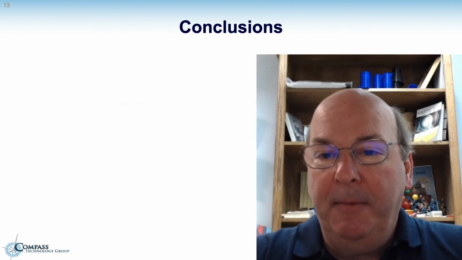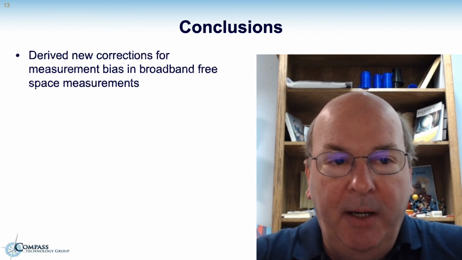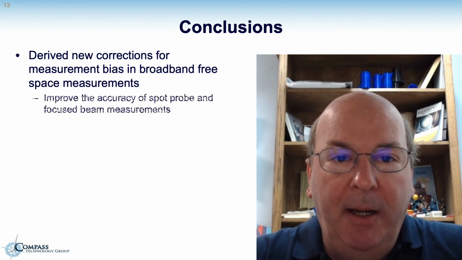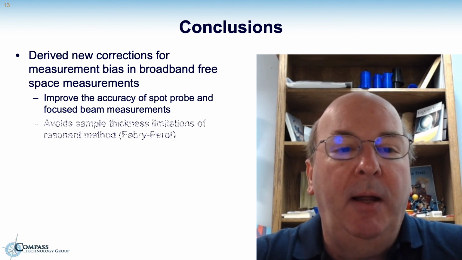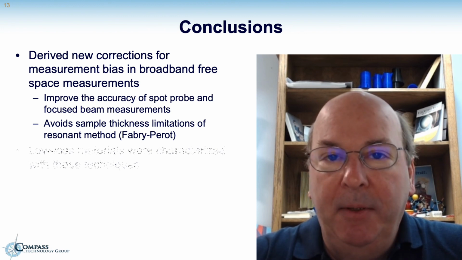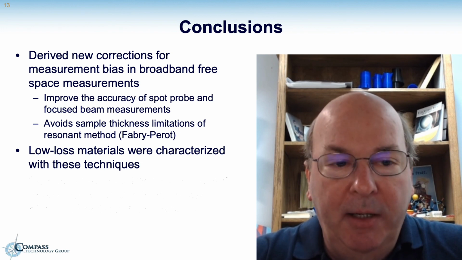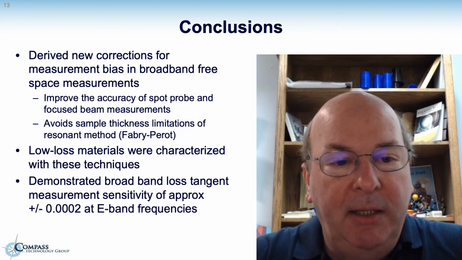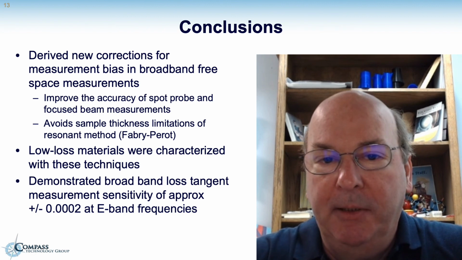Well, that concludes my talk. To summarize, we derived some corrections that we can apply to reduce the bias in broadband free space measurements. These significantly improve the accuracy both of spot probe measurements as well as focus beam. And of course, these have the advantage of being able to measure thick samples. I also showed you a couple examples where we characterized some low loss materials and demonstrated that we had a sensitivity of about 0.0002 at E-band for these measurements. Thank you.